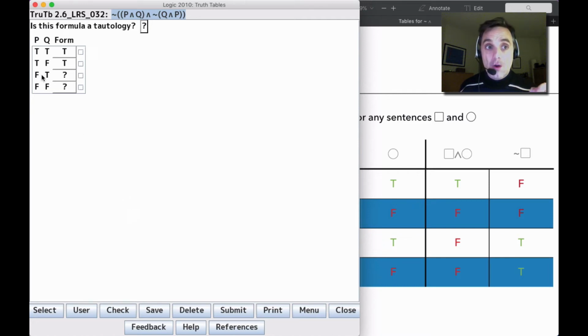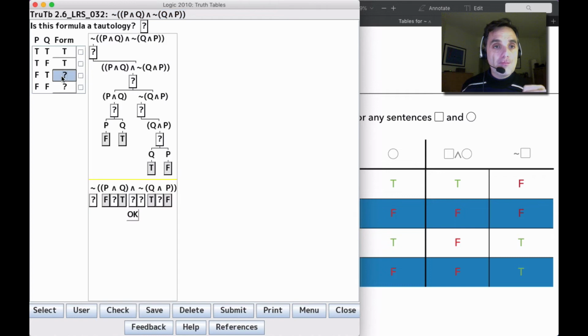So let's go to the third row where P is false and Q is true. I'm going to tell you something. It turns out this sentence is true on this row. But wait a minute.